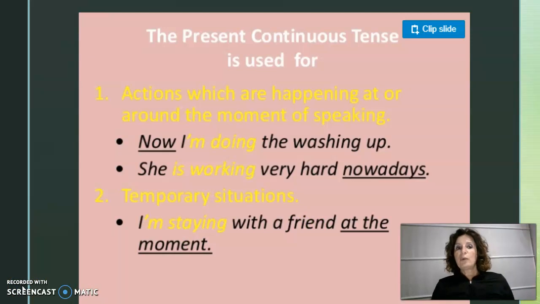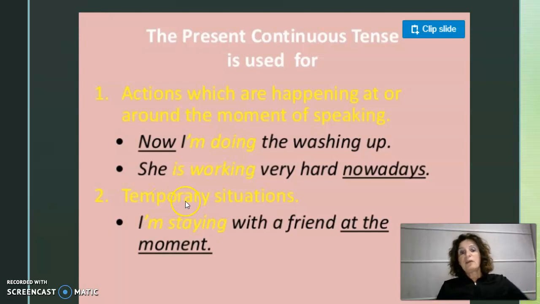Let's summarize what we've said so far. The present continuous tense is used for actions which are happening at or around the moment of speaking. Now I'm doing the washing up. She is working very hard nowadays. Or it is used for temporary situations. So for situations that are not going to last for a long time. I'm staying with a friend at the moment.